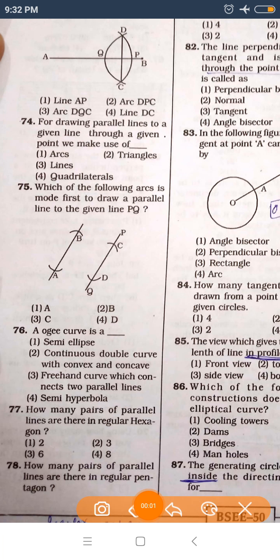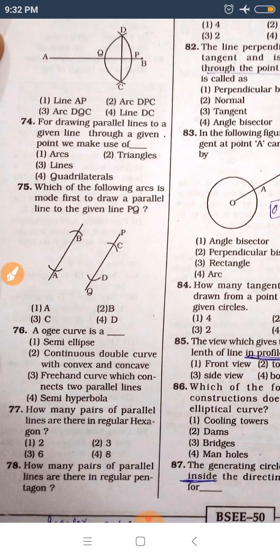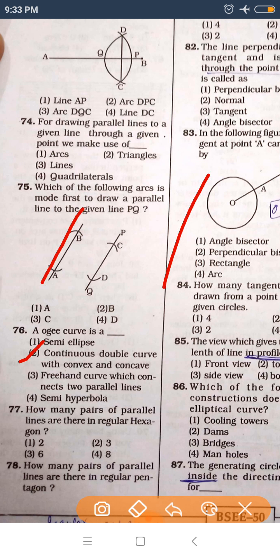Question number 74. For drawing parallel lines to a given line through a given point, we make use of arcs. Which of the following arcs is made first to draw a parallel line to the given line PQ? Arc C. Question number 76. An ogee curve is a continuous double curve with convex and concave parts. We use an ogee curve to join two parallel lines. This one is an ogee curve.